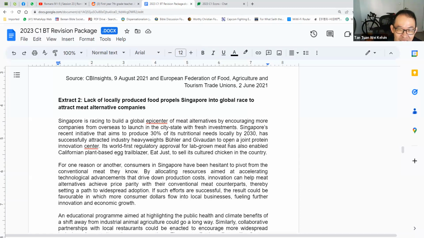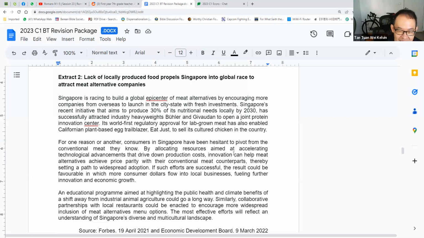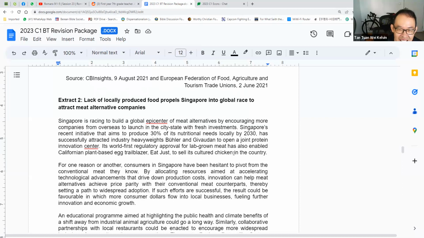Singapore is trying to become a plant-based meat firm. So this is in line with the case study we did last week, right? The 30-30 vision. Okay, so this we repeat the Singapore's goal by 2030 to have 30% of the food needs in Singapore to be supplied locally.